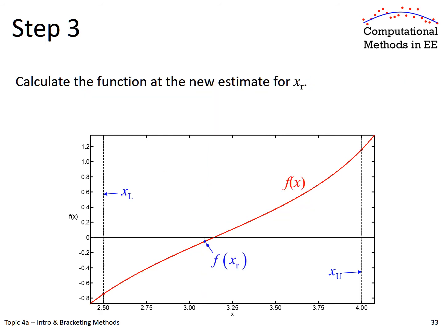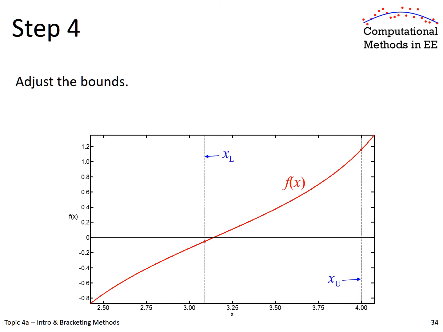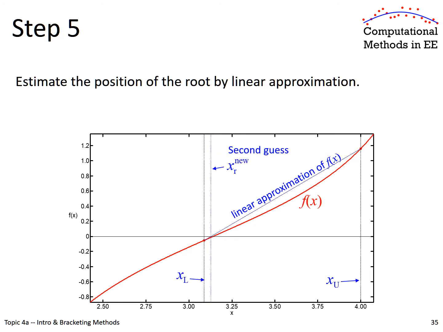Just like the bisection method, once we have our new guess, we evaluate the function at that new guess. And just like before, we adjust our bounds in the same way. We'll look at the sign change between the lower bound and our new guess. If there is no sign change, and there is not here, then that means we'll move our upper bound down. Otherwise, we move our lower bound up. So we move our lower bound up, and so on. And this works just like the bisection method, except we're always fitting to a line.